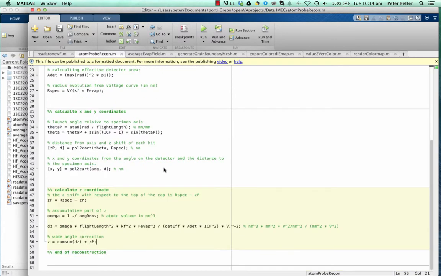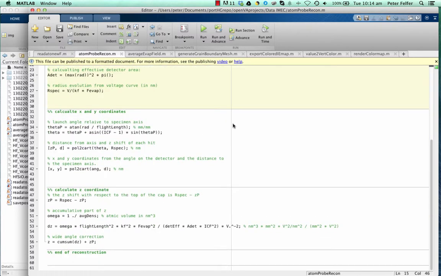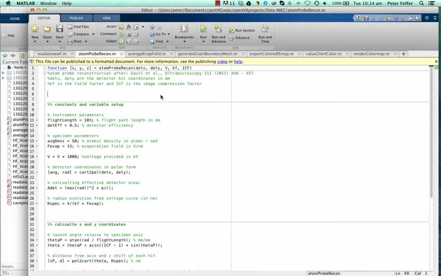You can see all it really contains is this first block where I set up some of the variables and calculated the detector area, the radius evolution. Then this block here calculates the x and y coordinates, and this short block calculates the z coordinates. This is for wide-angle atom probes, so you can use it for a current atom probe, and it's very well summarized, what we're doing these days, in this article that Baptiste Gault wrote in 2011.